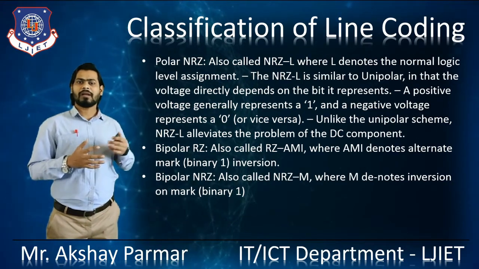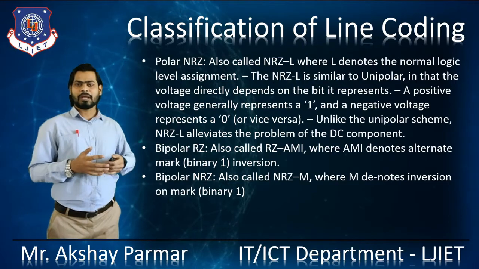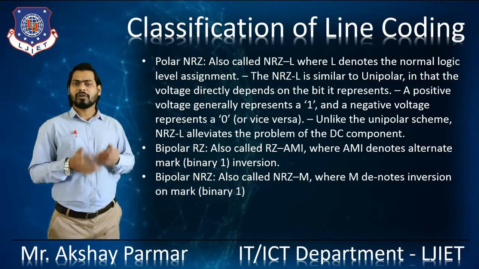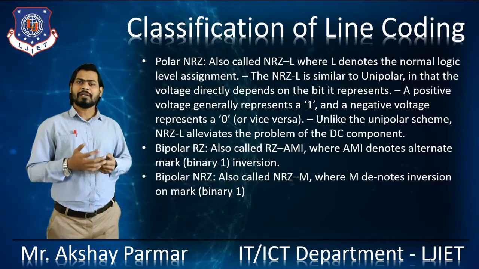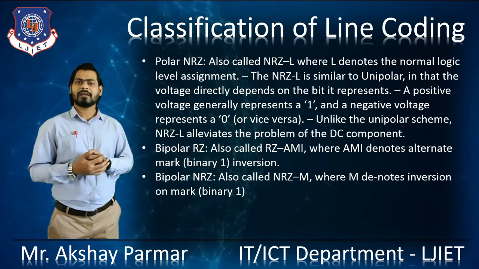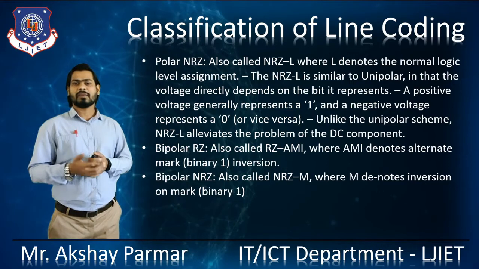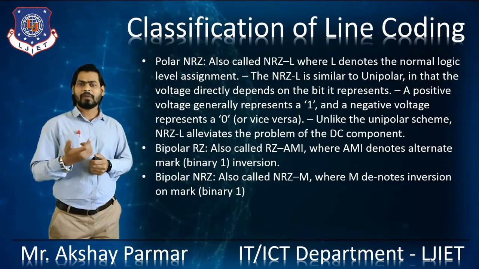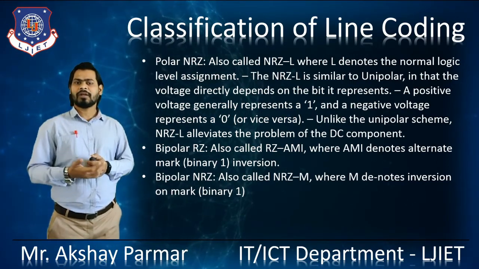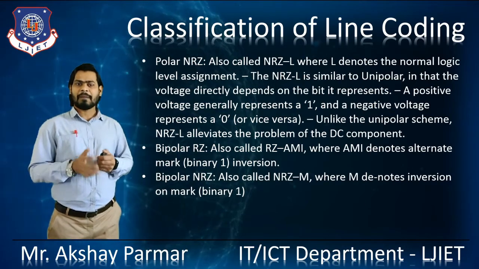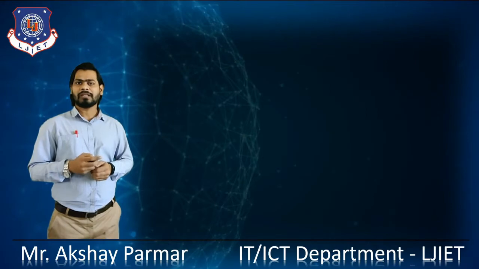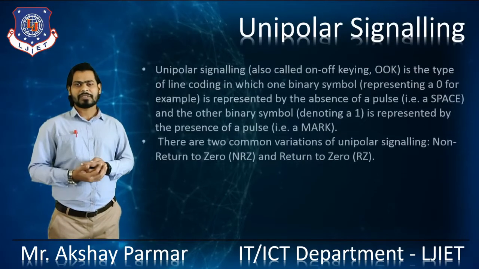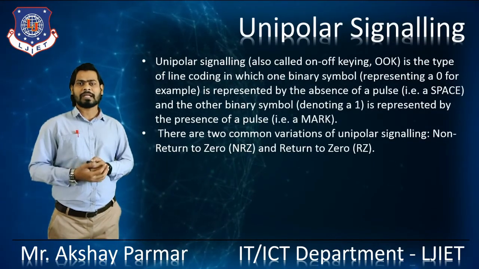The bipolar RZ, or bipolar return to 0, is also called return to 0 AMI, where AMI denotes the alternate mark inversion of binary one, right? Binary bipolar NRZ is also called NRZ-M, where M denotes the inversion of the mark, binary one, right? So this is the classification of the line coding techniques.